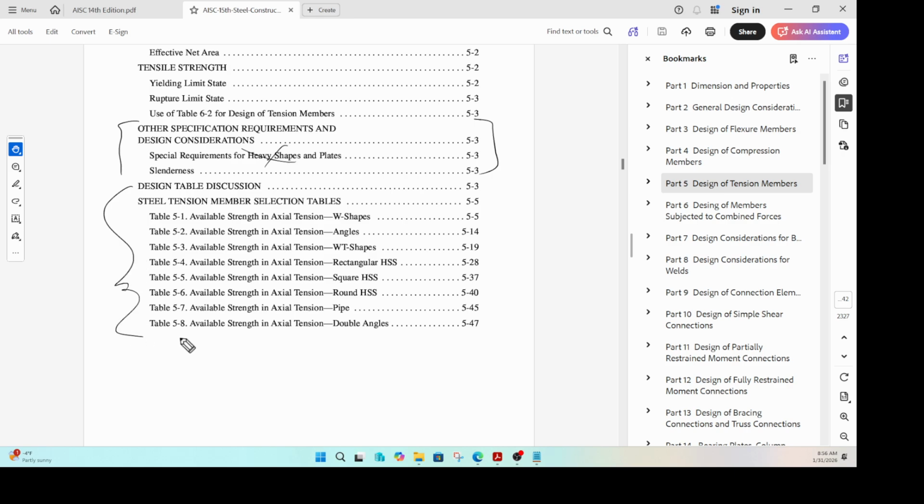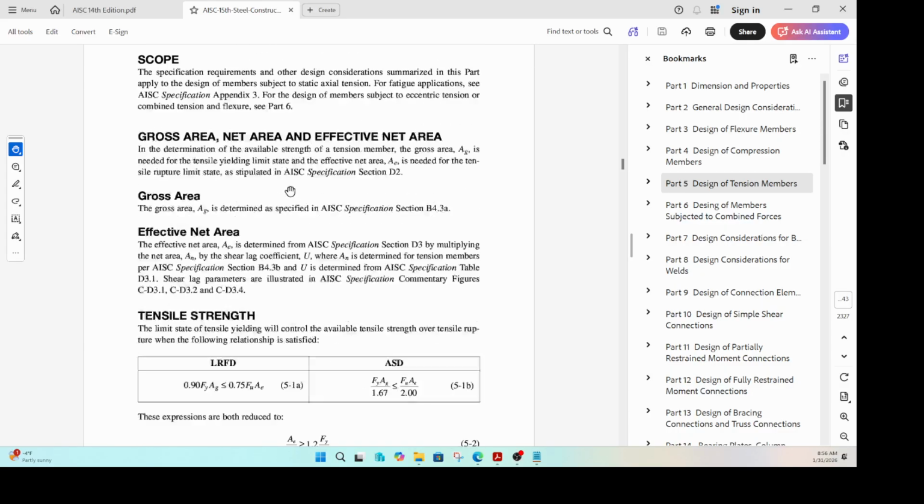But we'll briefly look into these tables. These are not very useful for an exam. These are useful in an office setting, because there is an underlying assumption in these tables which may not be the case for a problem in an exam. Okay, so that's about the introduction.